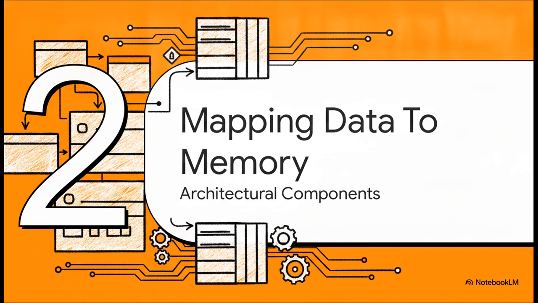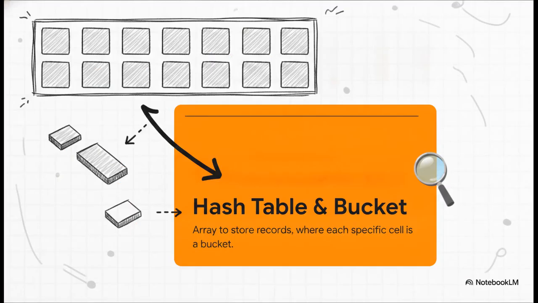Moving to Section 2, mapping data to memory. To really get hashing, you just need two basic concepts. First up is the hash table. This is simply an array used to store records. Think of it as those giant empty bookcases in our digital library. Inside that array, we have buckets. A bucket is just the specific individual slot on the shelf where your actual data record is going to live.